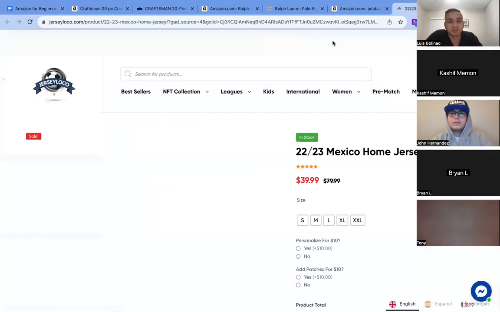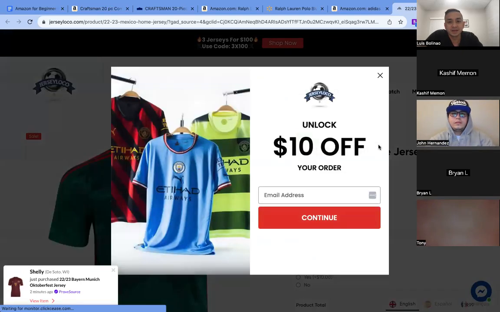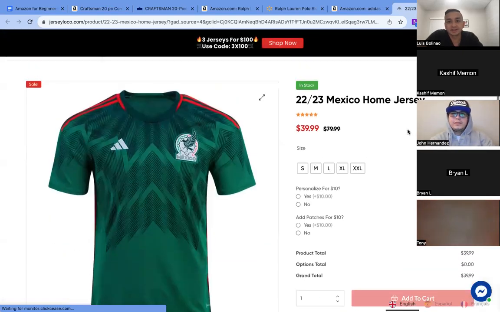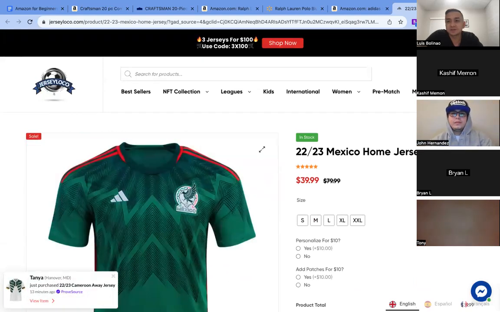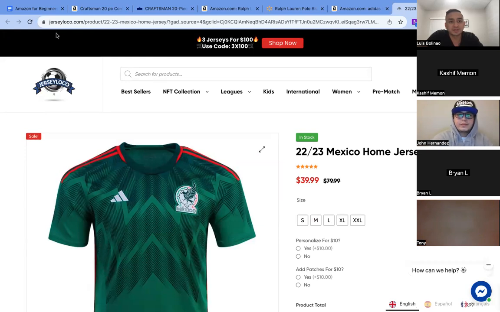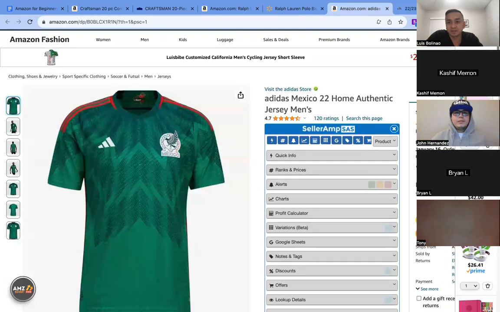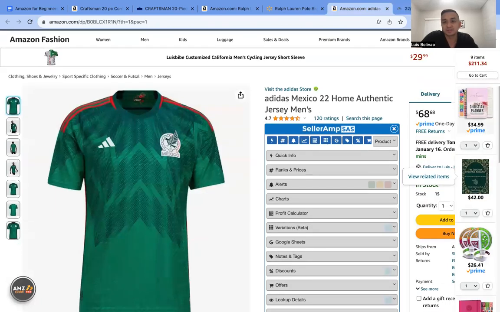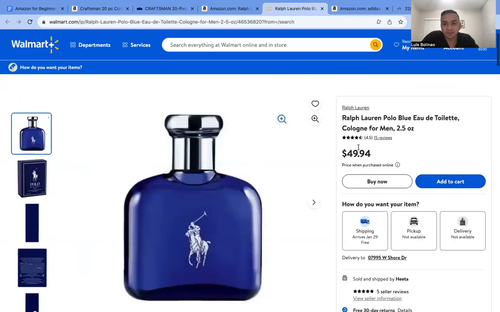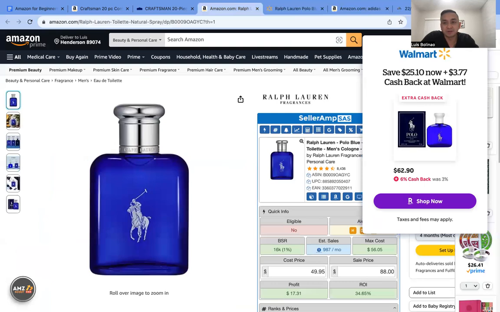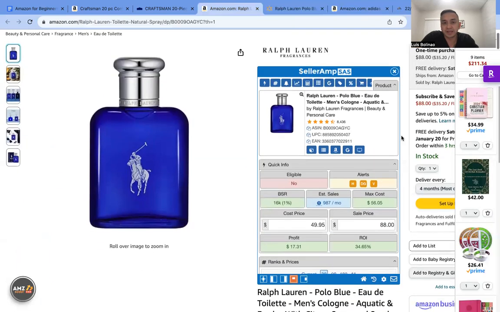So I'll give you guys some examples of actual products, right, that I sell. For example, this one is a Mexico jersey, for I think like 40 bucks, from this website called jerseylogo.com. And the same jersey on Amazon is about $68. And then this perfume in Walmart is 50 bucks. This one is a Ralph Lauren Polo perfume for 50 bucks. And the same product is on Amazon for $88.